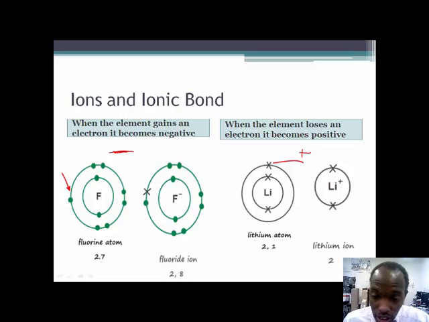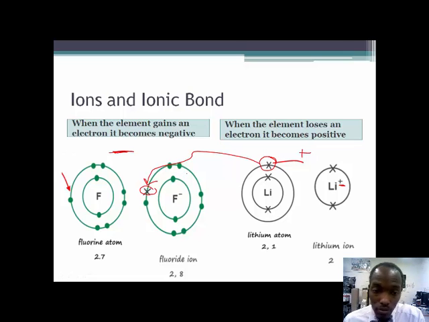All right, so during the ionic bond between lithium and fluorine, lithium became positive because it lost an electron, and fluorine became negative because it gained an electron. This is the electron it got from lithium.